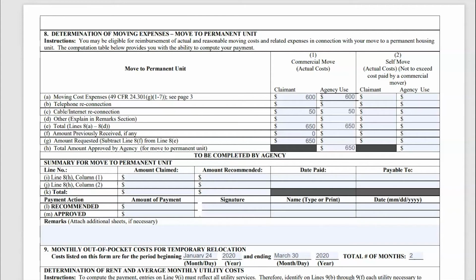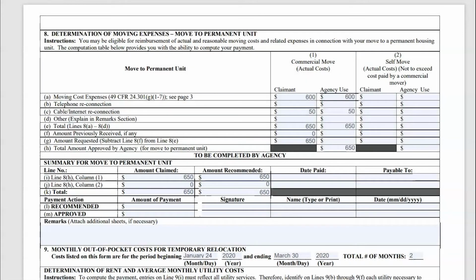Then the to be completed by agency section of number 8 will compare the amounts claimed by the claimant with the amount recommended by the subrecipient. In 8I, the subrecipient will input the amount claimed and recommended for 8H for column number 1 for commercial moves. In 8J, the subrecipient will input the amount claimed and recommended for 8H for column number 2 for self moves. In line 8K, the subrecipient will total line 8I and 8J.